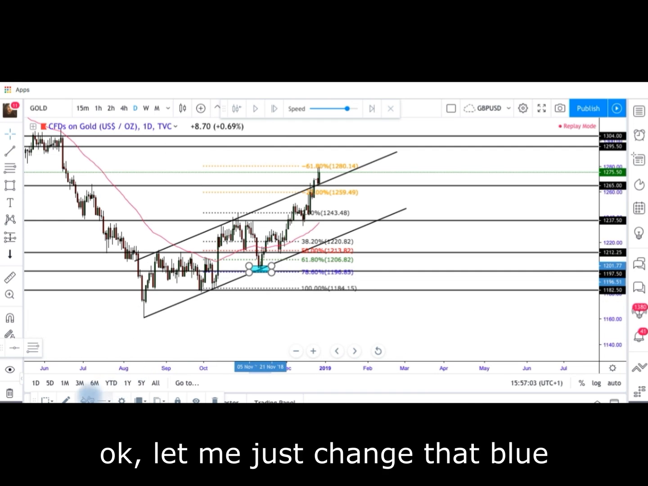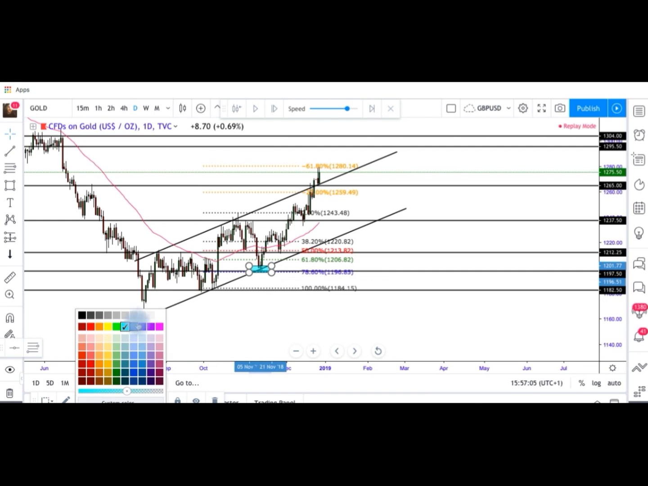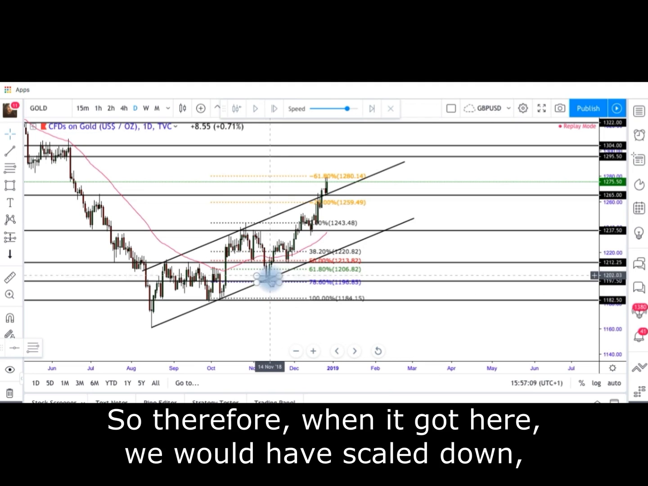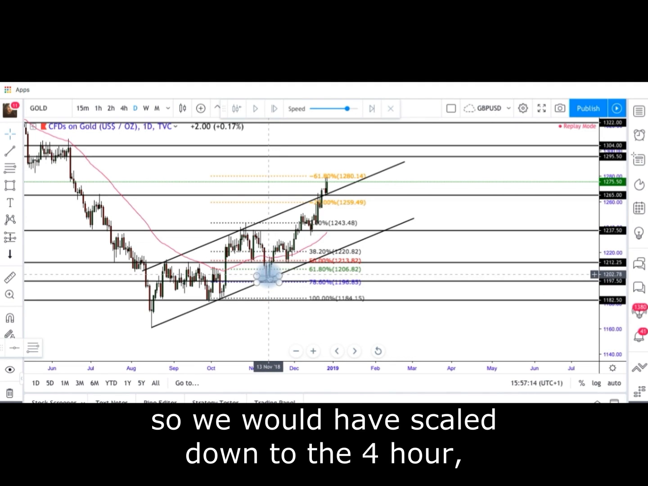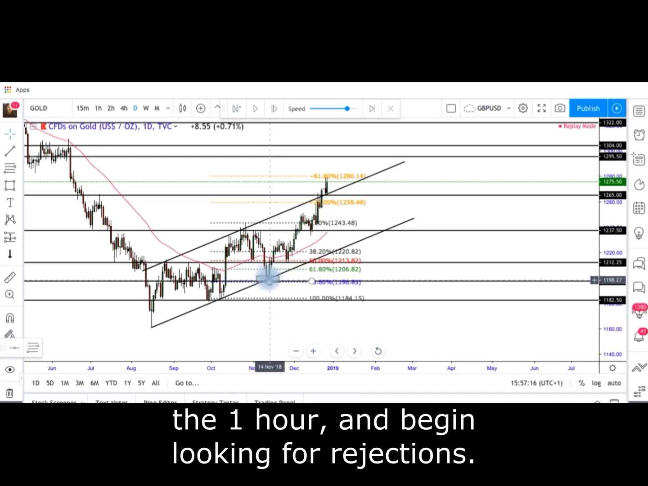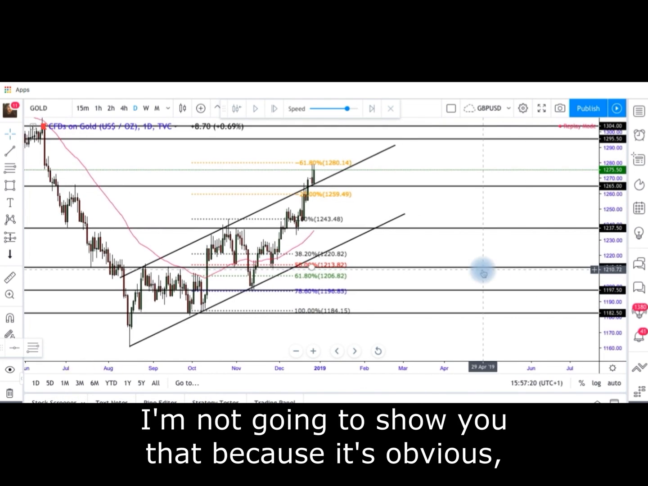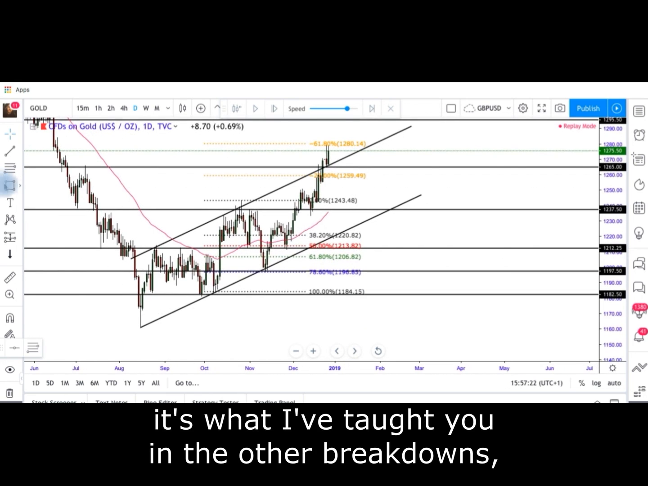Okay, let me just change that blue because I really don't like that. Perfect. So when it got here, we would have scaled down because this is the daily time frame. So we would have scaled down to the 4 hour, the 1 hour, and begun looking for rejection. So you would have got a much better entry. I'm not going to show you that because it's obvious. It's what I've taught you in the other breakdowns.